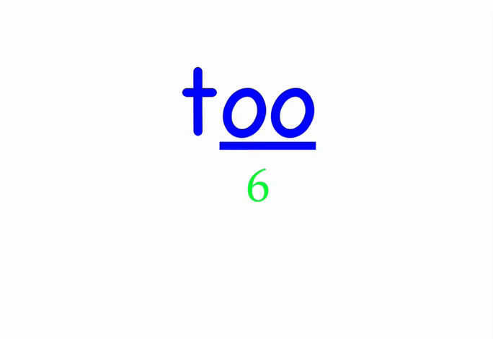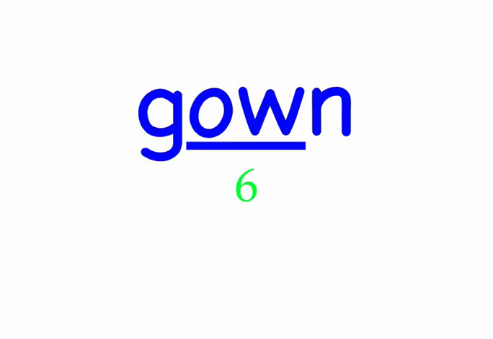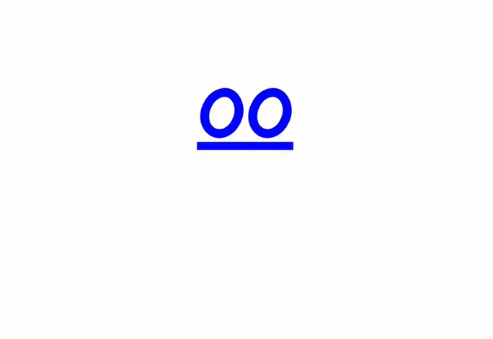Row 6. Gown. She wore a beautiful gown. Gown. 3 sounds. G, ow, n. Gown. Roost. The chicken sat atop its roost. Roost. 4 sounds. R, oo, s, t.